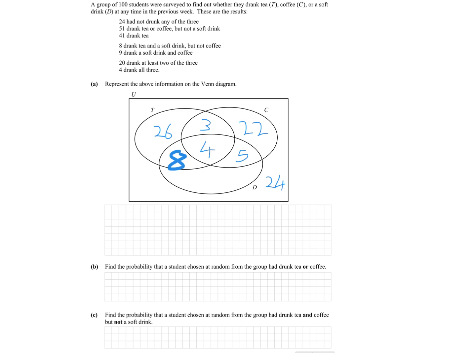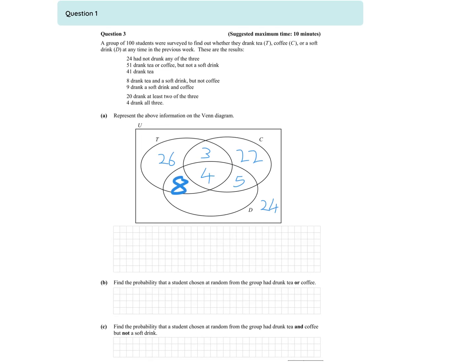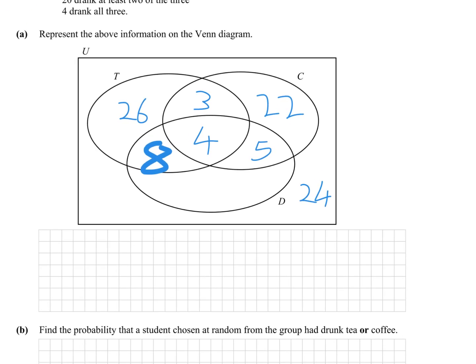Now, if I read through all this information, it doesn't actually give me anything new, but often up the very top, they'll have some information about the total number of people. So it says there should be 100 people in total. So I'm going to add up what I have, and that gives me 92. So to get to a total of 100, I must be missing 8 people from here.